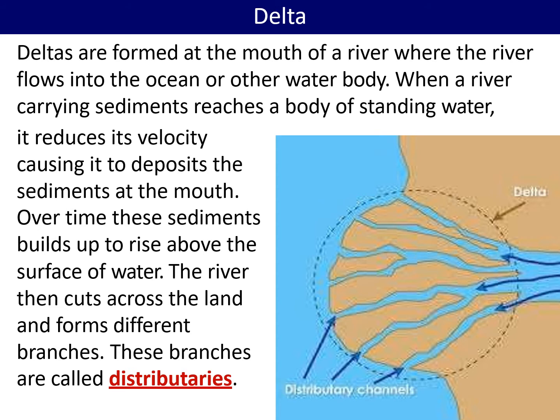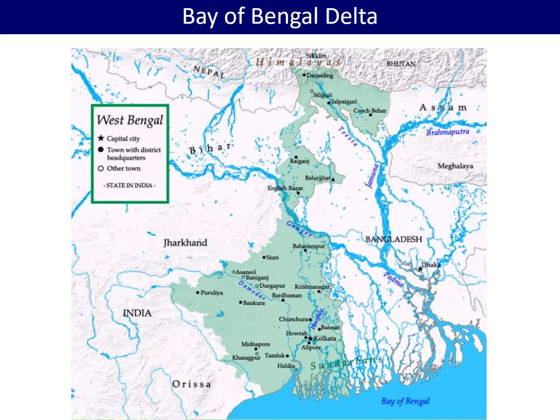Now, the next feature which is formed is a delta. What is a delta? The river becomes so slow that it begins to deposit its load, and each distributary forms at the mouth of the river. The collection of these sediments at the mouth is called a delta. This is a picture of the Bay of Bengal delta.